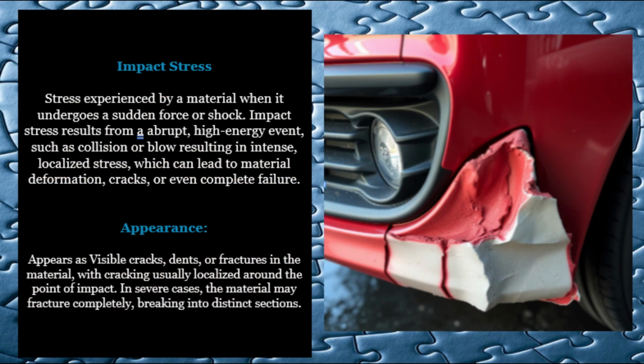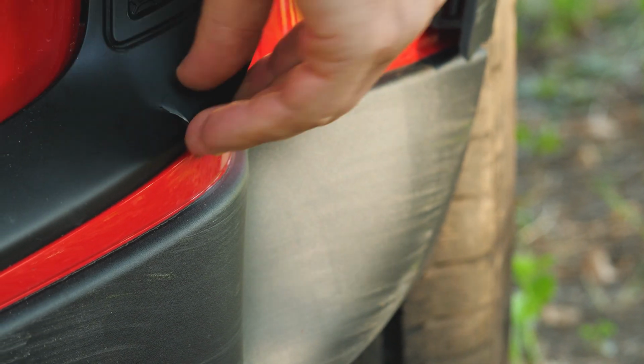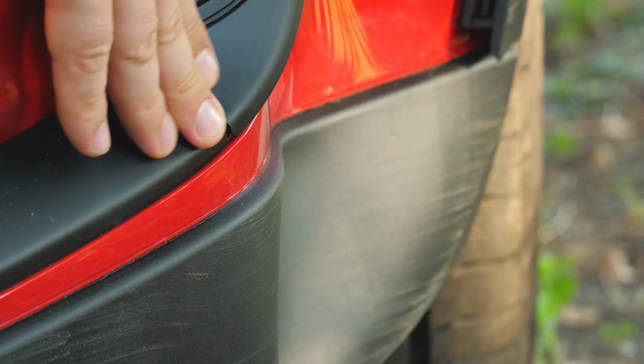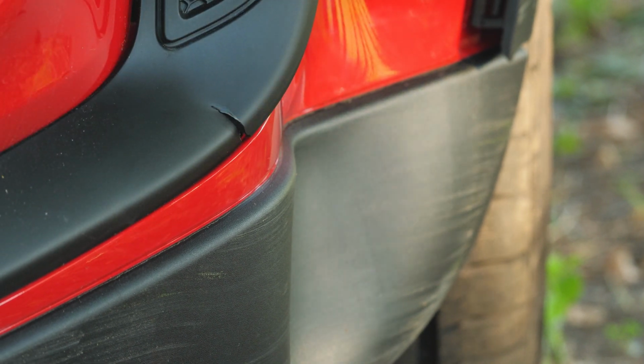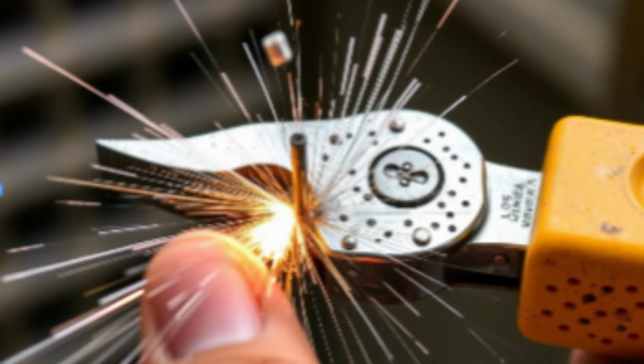Impact stress. Impact stress is the stress experienced by a material when it undergoes a sudden force or shock. Unlike gradual or cyclic loads, impact stress results from an abrupt, high-energy event, such as a collision or blow. This sudden force causes intense, localized stress, which can lead to material deformation, cracks, or even complete failure. Materials and structures that aren't designed to absorb or distribute this type of stress can fracture easily under impact.